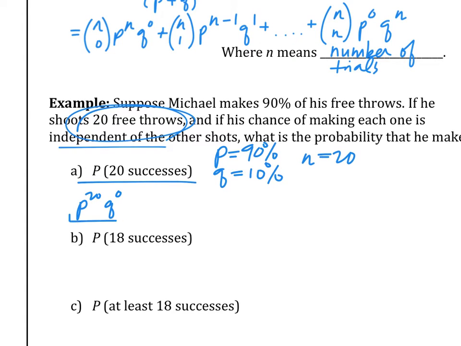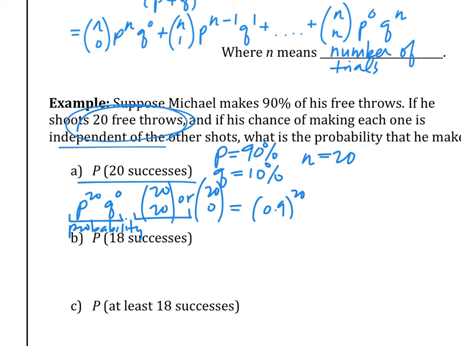Okay, this is the probability. But the question is, how many ways can these 20 shots come out of 20, which is going to be 20 choose 20 or 20 choose 0. It doesn't really matter because we're going to end up with the same number. So now plug in the numbers: 0.9 to the 20th power times 0.1 to the 0 power times 20 choose 20, or 20 choose 0.